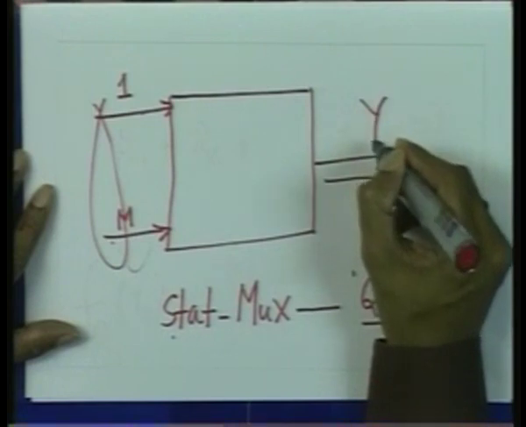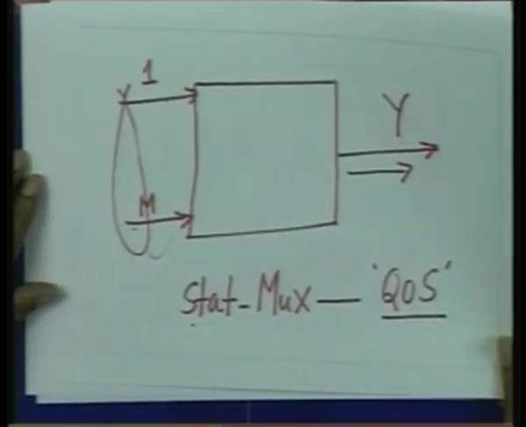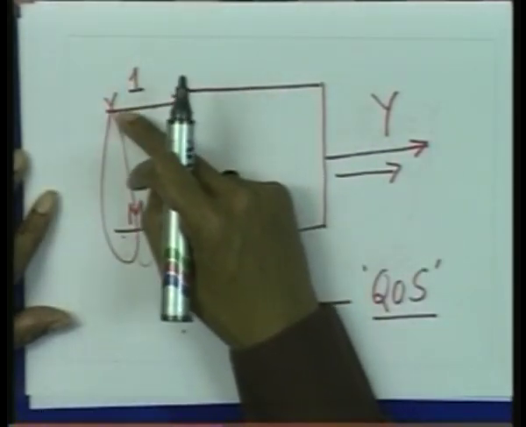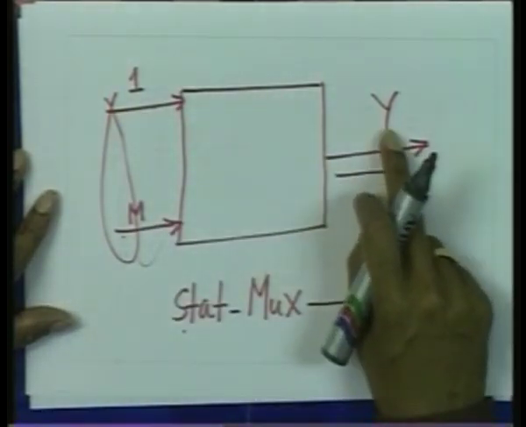Now these different sources are statistically multiplexed over here, and here is the output bit rate Y. We may ask: if these sources are multiplexed and the multiplexed bit rate becomes Y, then what is the probability that there may be a certain packet loss or a delay? So we will just review how to offer quality of service guarantees in such a scenario.